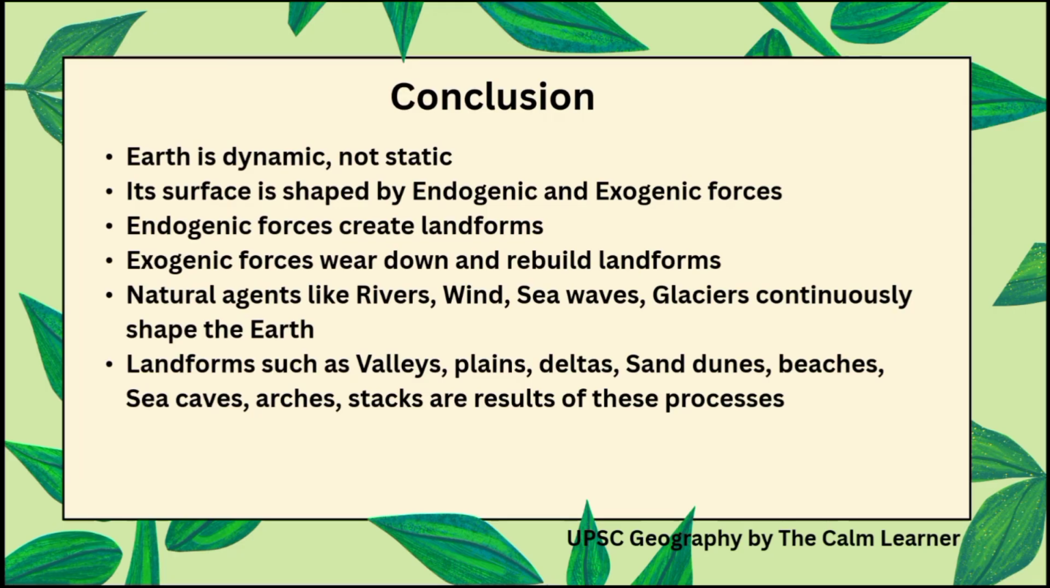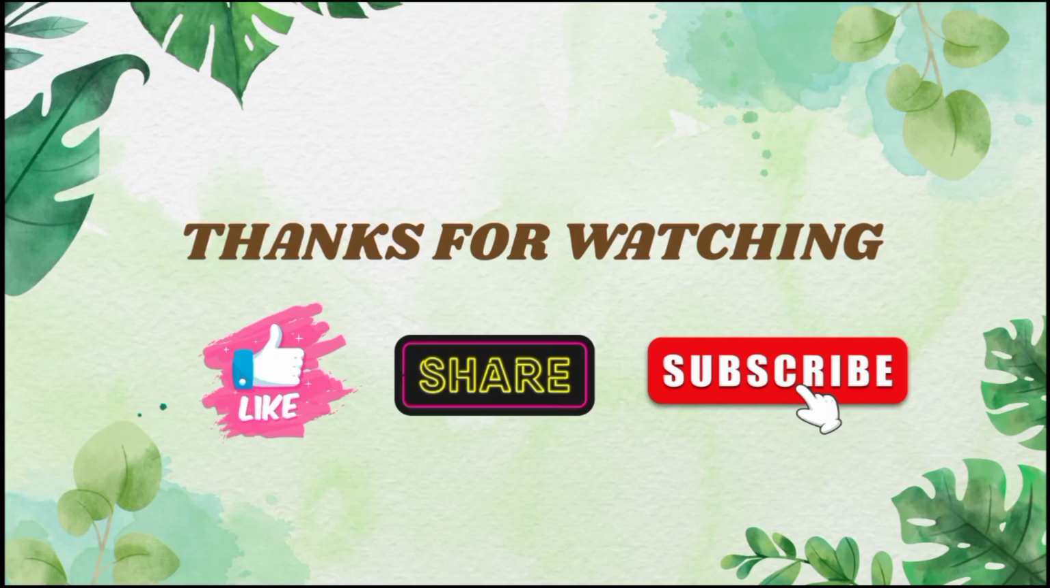So, the landforms around us are not random, they are the result of continuous natural processes acting over a long period of time. With this, we complete the chapter Our Changing Earth. Next video, we will continue with the next chapter.